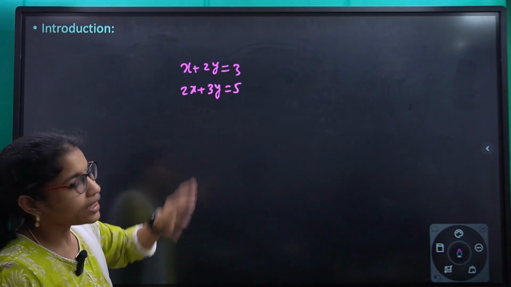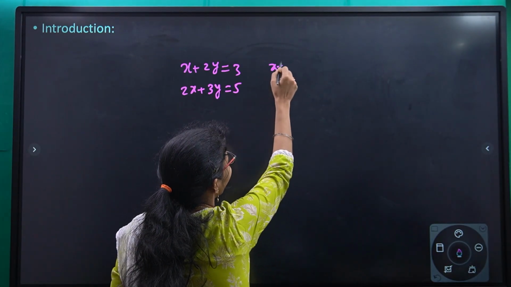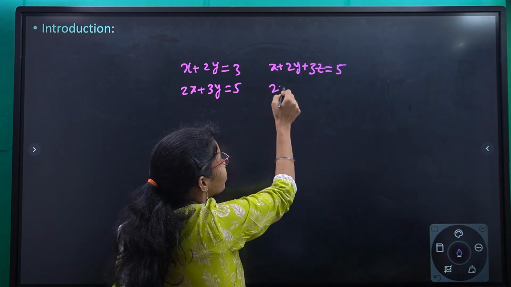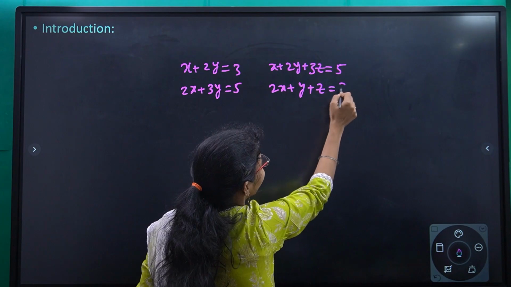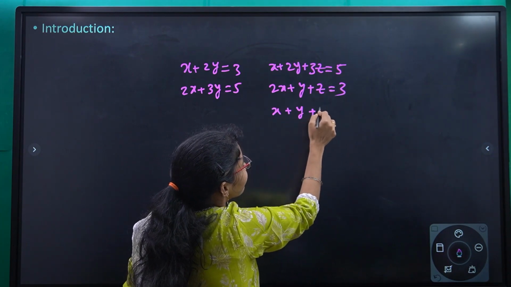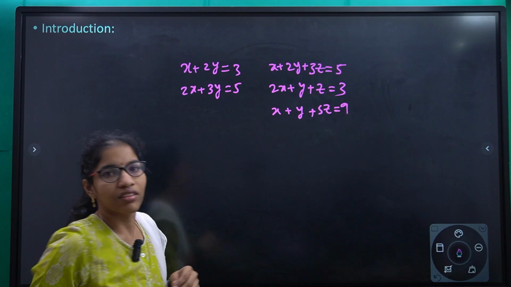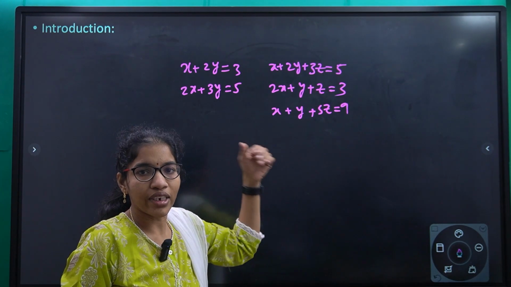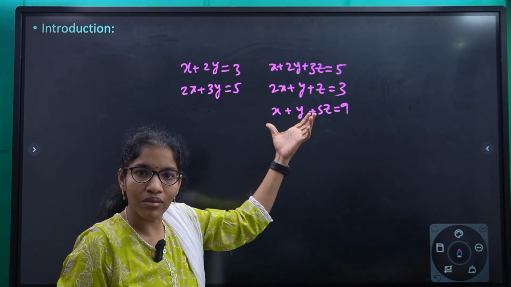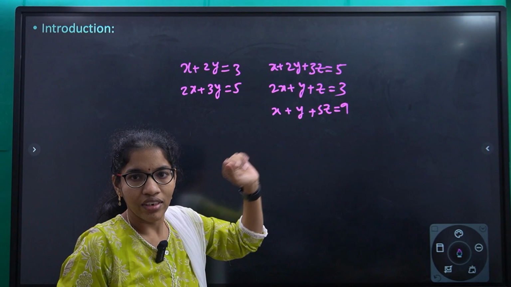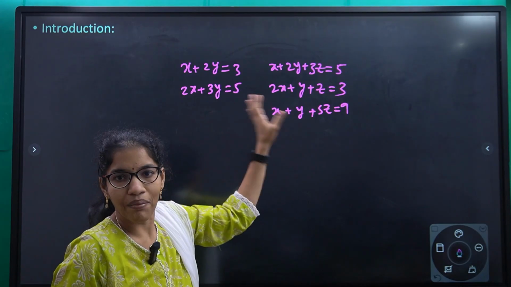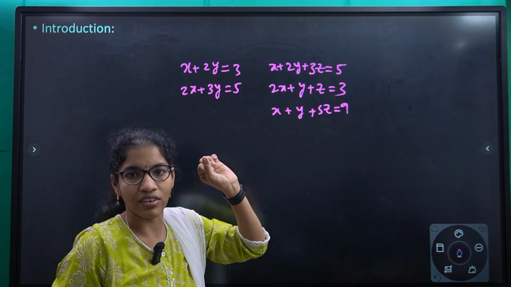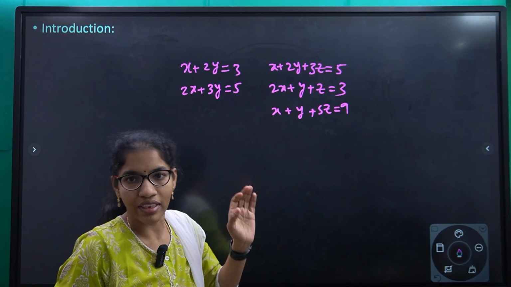Suppose I have 3 equations with 3 variables: x plus 2y plus 3z equals 5, 2x plus y plus z equals 3, and x plus y plus 5z equals 9. I have 3 variables and 3 equations. Can I solve this one? Yes, by using the substitution method or elimination method, you will get the x, y, z values. It is a little bit lengthy compared to this one, right? So here I have 2 variables, 2 equations and 3 variables, 3 equations, so I can easily get the values by using the normal methods.